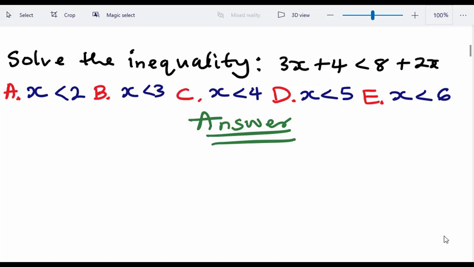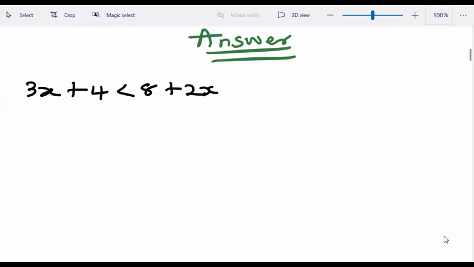The question says, solve the inequality. So pay attention to this inequality. But let me come here and bring it down. We'll have 3x plus 4 less than 8 plus 2x. So as expected, we must treat this the same way we treat linear equation. So we have x, we have x, we have constant, we have constant. That's numbers without variables attached to them. So for this reason, we must collect like terms.